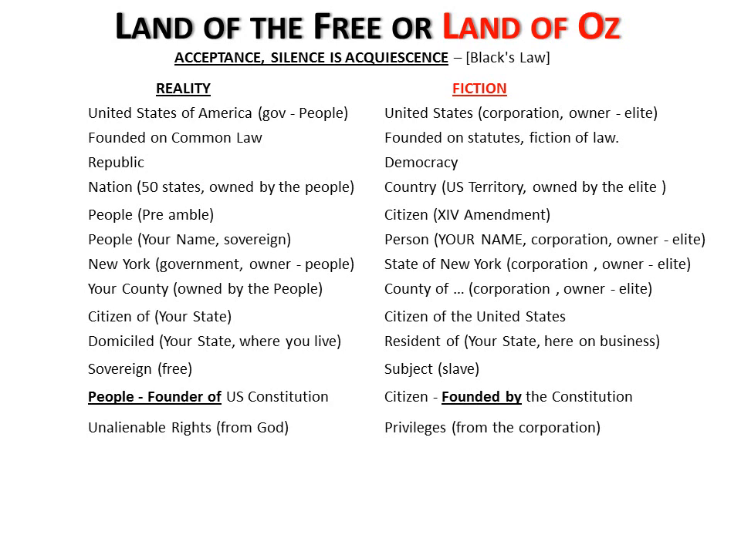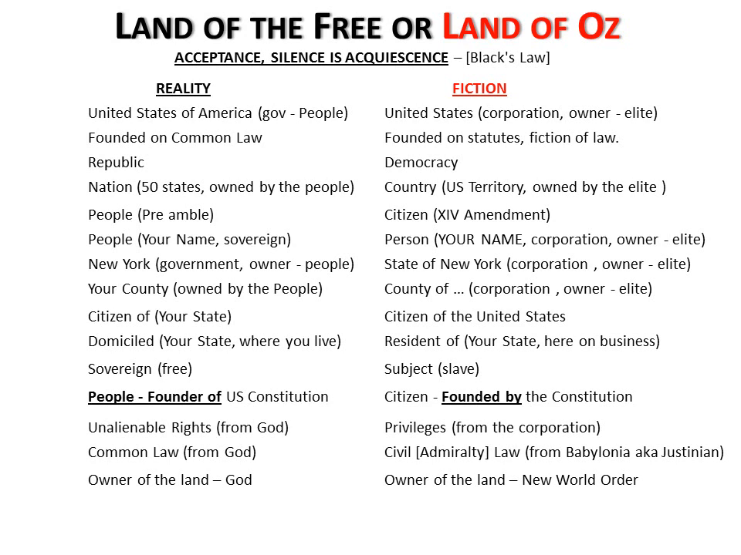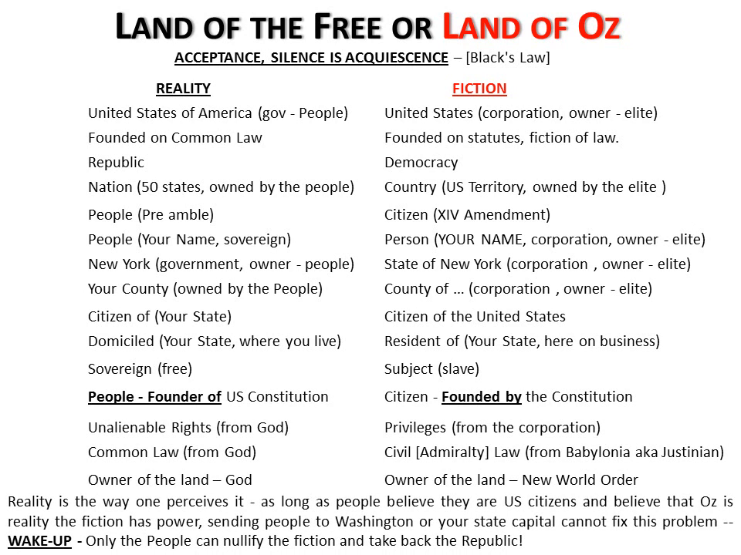People have unalienable rights from God. Citizens have privileges from the corporation, the United States. Common law comes from God. Civil or admiralty law comes from Babylon, also known as Justinian law. The owner of the land is God. Under the United States, the owner of the land is the New World Order. Reality is the way one perceives it. As long as people believe they are a citizen and believe that Oz is the reality, the fiction has power. Sending people to Washington or to your state capital cannot fix this problem. We need to wake up. Only the people can nullify the fiction and take back the republic.